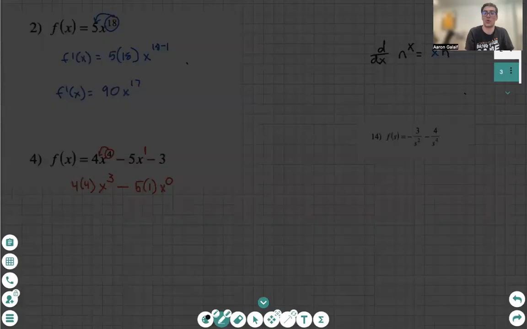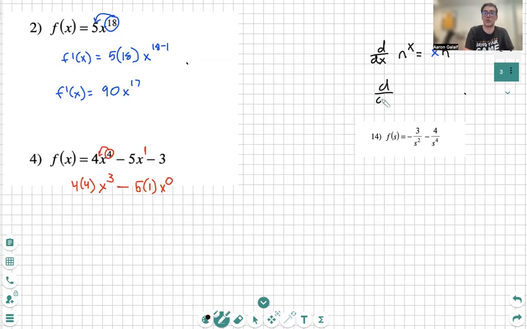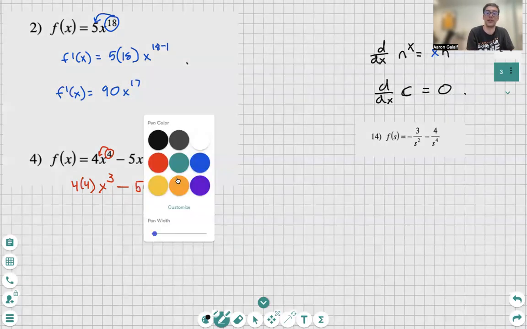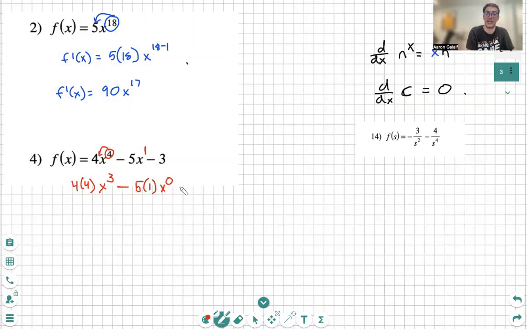And then next, a very fast thing: if we have the derivative of just a constant, it is always equal to 0. So the derivative of -3 is just 0. And we don't need to write it. I'll take that out. That's a little confusing, so I'll leave it as plus 0.